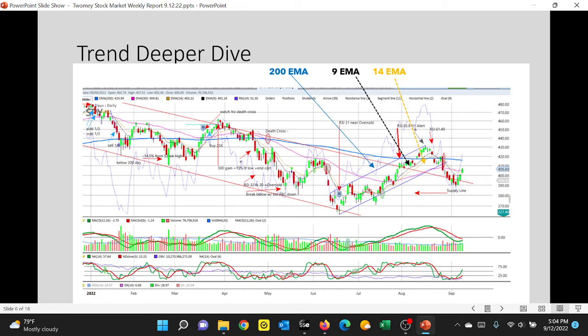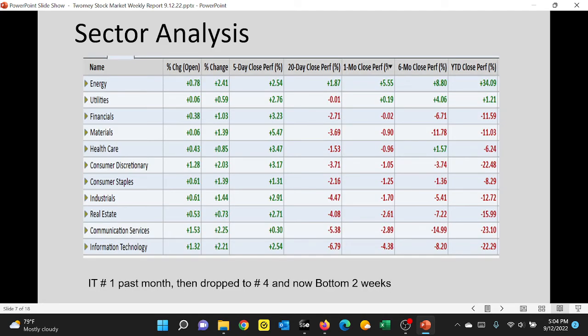So with that said, all of a sudden, IT's at the bottom. I mean, it's right here. All those NASDAQ names are way at the bottom. It was number 2 a couple of weeks ago, and then number 4, and it's been at the bottom the last 2 weeks. Energy is now back up.